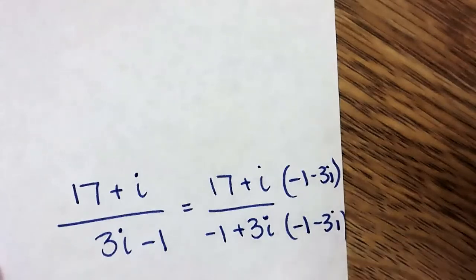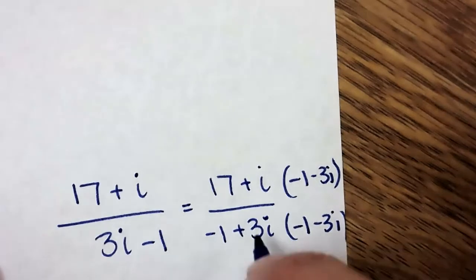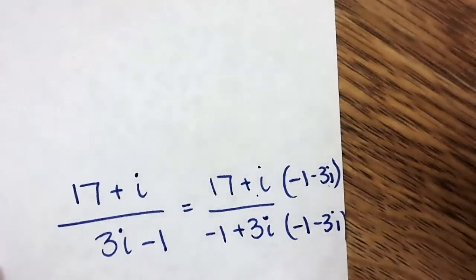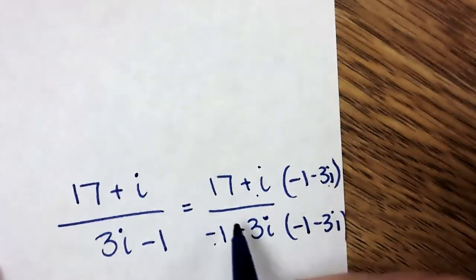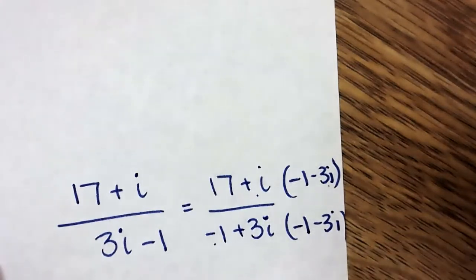And then you FOIL that, so you get negative 17 for first, and then negative 3 times 17 for your outer. So you get negative 51i minus i. Positive times a negative gives a negative 3i squared, all over negative 1 times negative 1 is 1. And then positive 3i, negative 3i, negative 9i squared. So the middle terms cancel in your denominator.